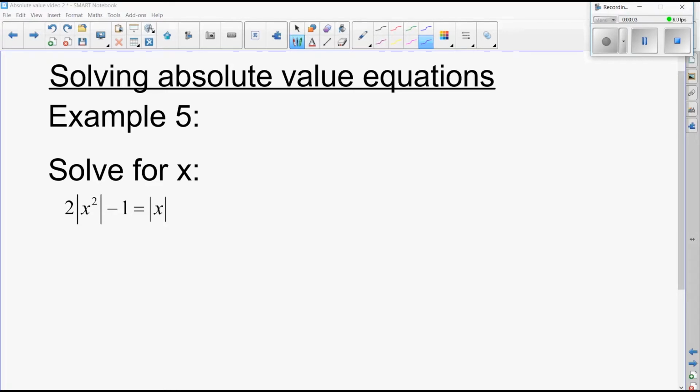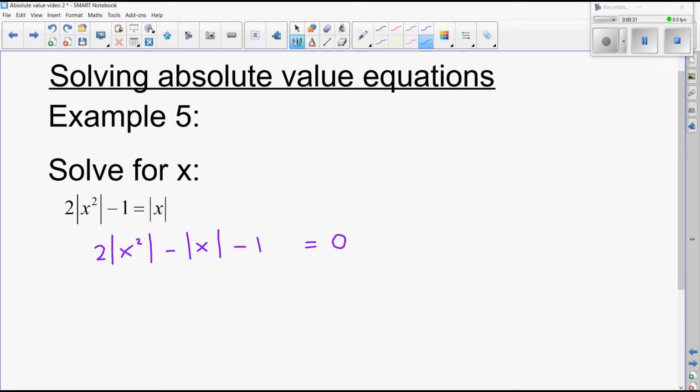Solving absolute value equations. In example 5, we're asked to solve for x, and we have 2 times the absolute value of x squared minus 1 equals the absolute value of x. So this is a quadratic equation. I'm going to write it in standard form. So we start by writing it as 2 times the absolute value of x squared minus the absolute value of x, which I took across the equals sign, minus 1, and it must equal 0.